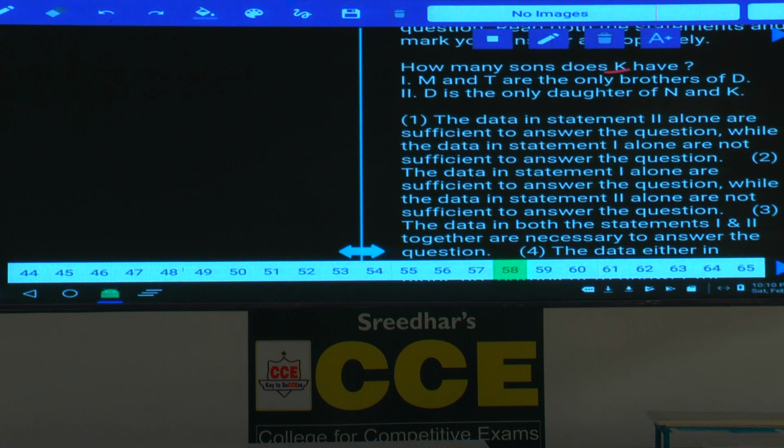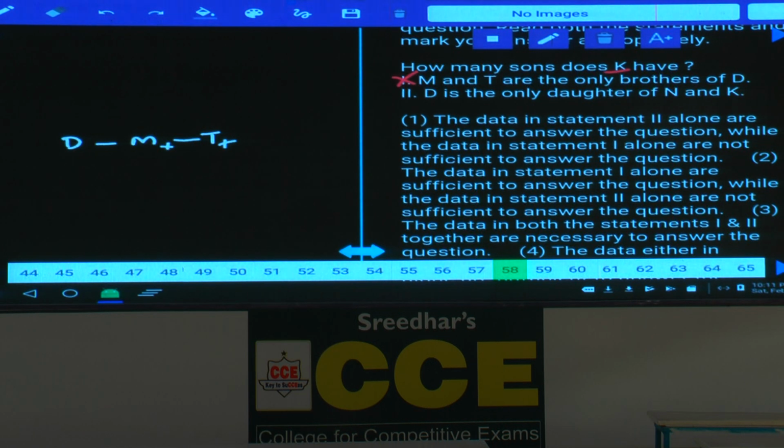M and T are the only brothers of D. Hence with the help of this one, tell me, can we determine the number of sons this K is having? No, because how K is related to these three persons, D, M and T, is nowhere given, isn't it? Hence one alone is not sufficient.